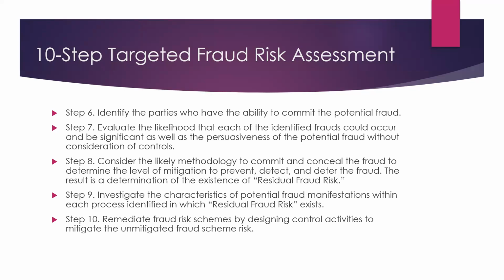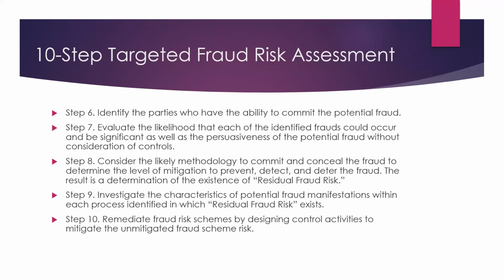Also, we would want to consider the elements of the fraud triangle. So here we're thinking about who has the ability. That would be more of the opportunity part of that fraud triangle, but also thinking about the motive and the rationalization piece. So thinking about all 3 of those steps.